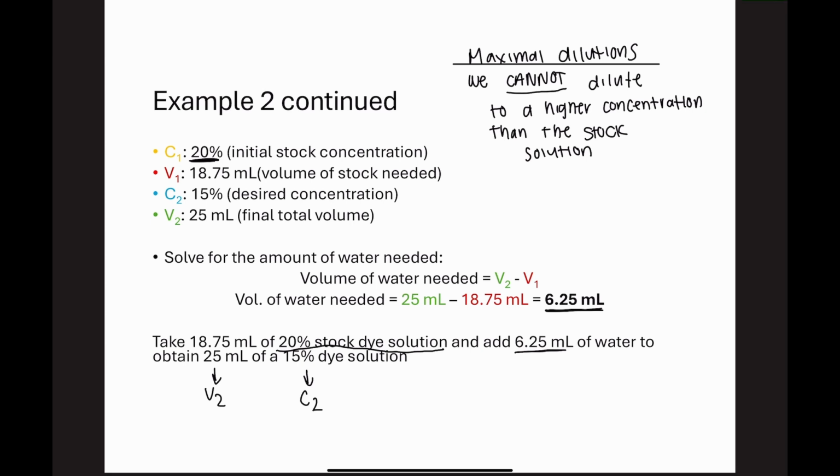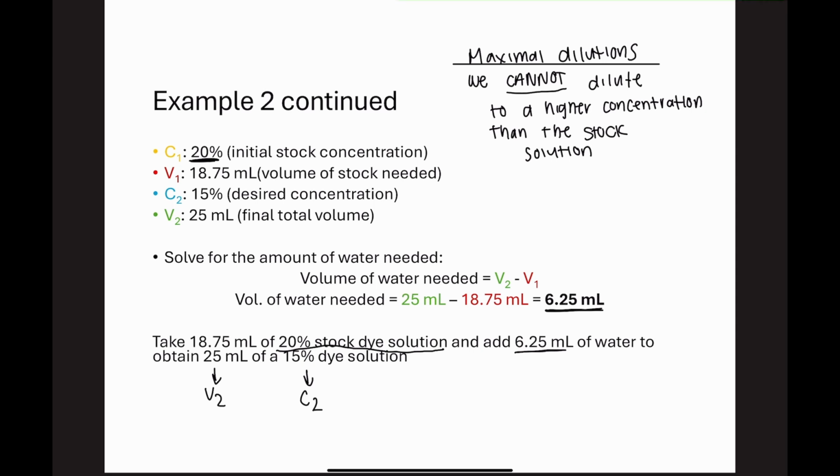So in order to create a concentration that is higher than 20%, we would have to have a stock solution of 50, 60% that we can mix together to create this increased concentration. Dilutions are always going to be for the reduction of concentrations.